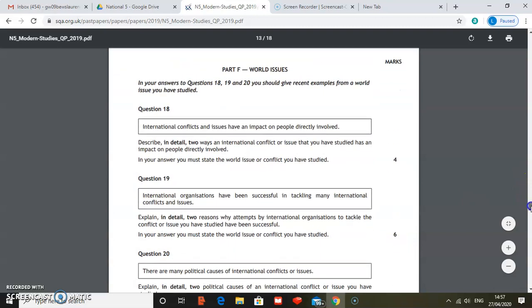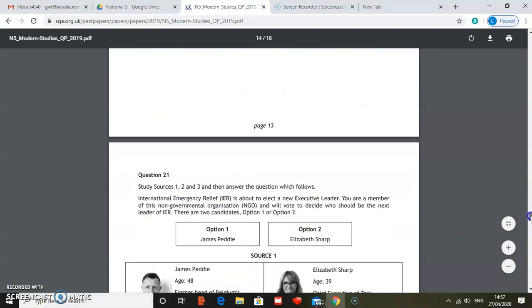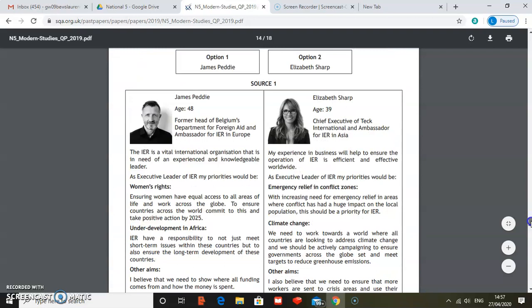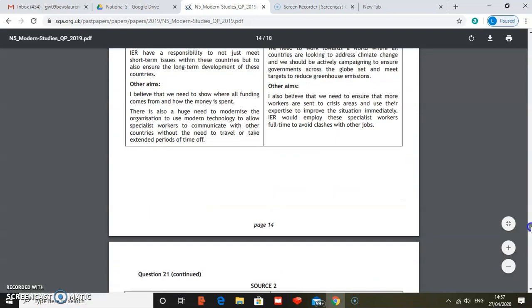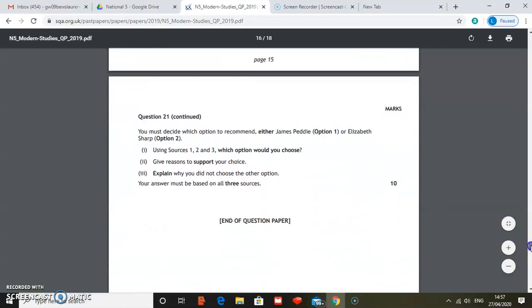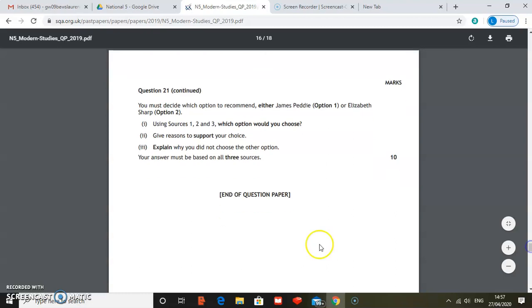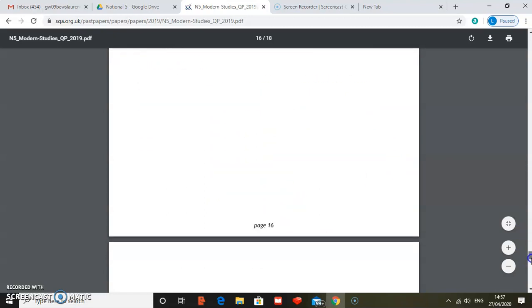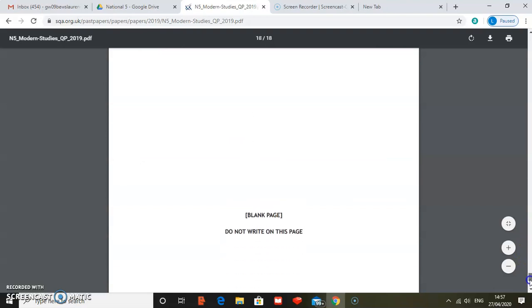And then we move on to the very last question of the paper. We must miss out the world issues. It's question 21. And some of you will recognise this straight away. This looks like an option choice question. That's because it is an option choice question. You have to choose one of the 2 candidates, explain why, and also why you rejected the last candidate. And at the end, it will say end of question paper. So this one's 10 marks. Once that is finished, the paper is done.